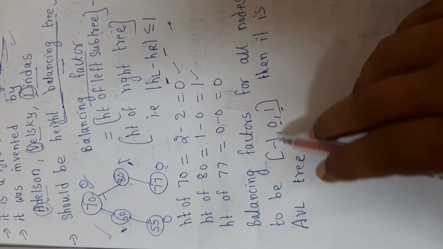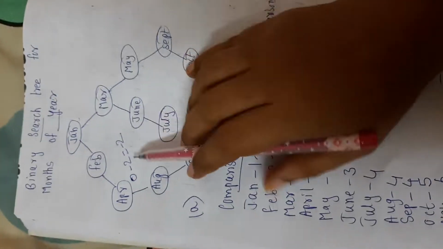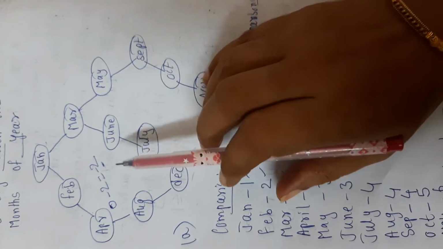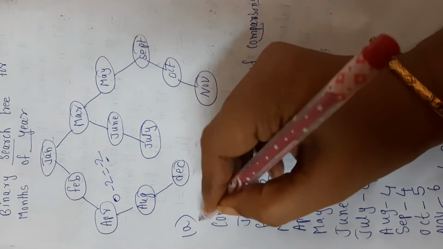It should be minus 1, 0, 1. But what you have here? You are getting minus 2. So you are getting minus 2, that means it is not an AVL tree. So this is not an AVL tree.